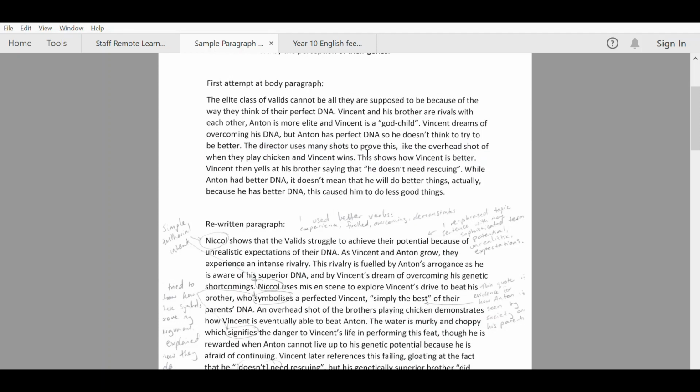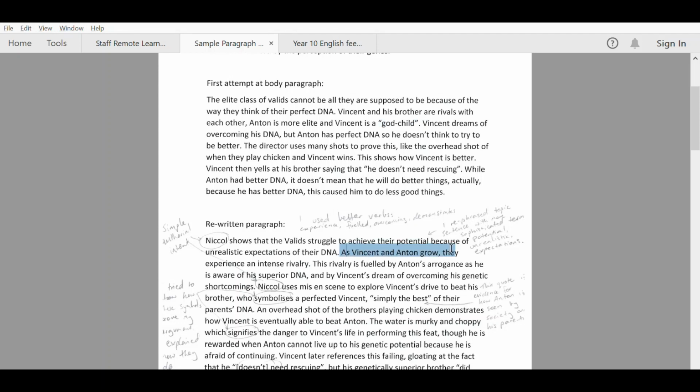See how simplistic this is? This shows how Vincent is better. I like that we've got this overhead shot. That's great. That's evidence. And we've got this godchild here. That's great. That's evidence. But the link between the evidence and the argument is not strong enough. Let's see how this improved version does it.